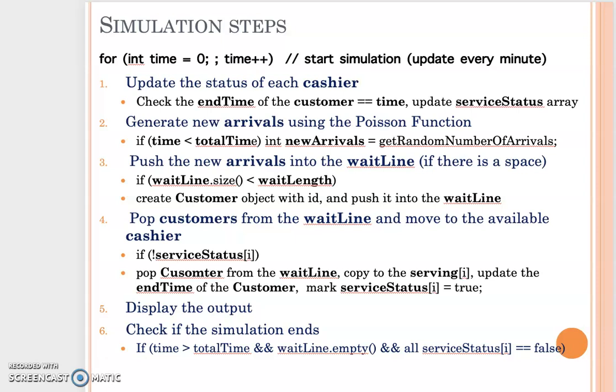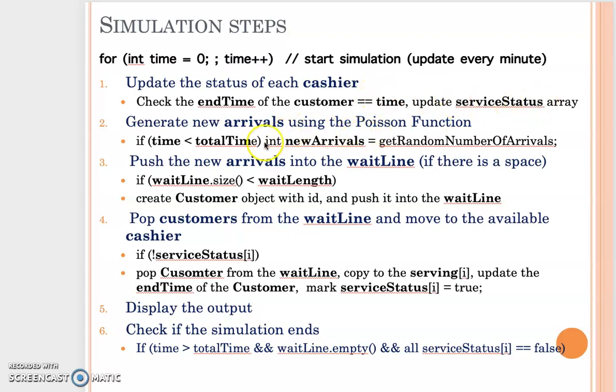Okay, let's see again the simulation step. So you have a big for loop. Start from time equal to 0, and I just let the time continue. Every minute, the first thing you need is a for loop to check your service status array. If any customer's end time equals the current time, we will update the status.